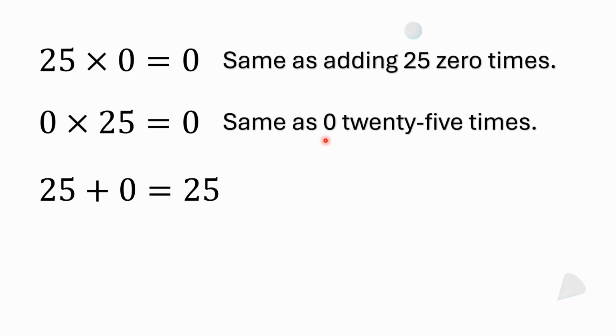Some people, I think, confuse, where I think people are saying 25 times 0 is 25, I think they're confusing it with 25 plus 0. They're actually confusing addition and multiplication. 25 plus 0 is 25. So yeah, I hope that's helpful.